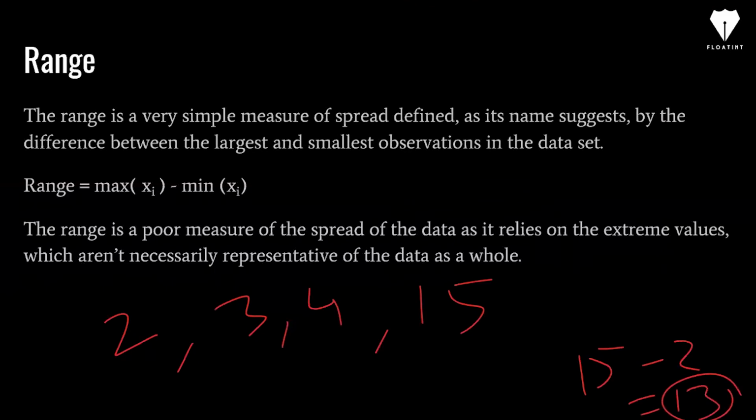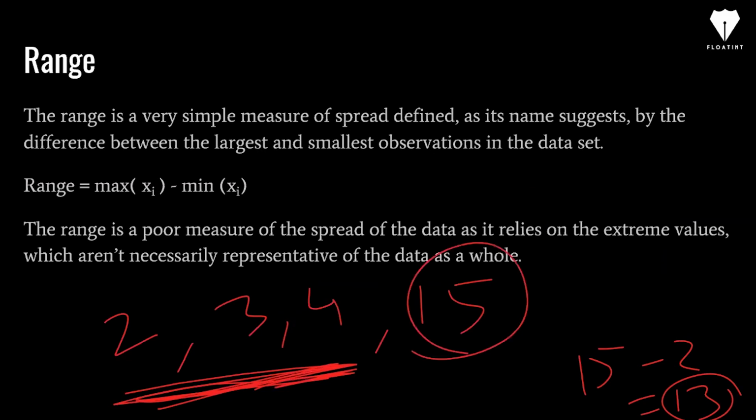But as you can see, most of the values are not spread that much from themselves, but this 15 value is an outlier, and because of that the range value is shifted, and that's why range is not a good measure of spread of data, right? This data set is not that spread out, but it says the value of spread is 13, which is not a very good measure for describing the spread of this data set.